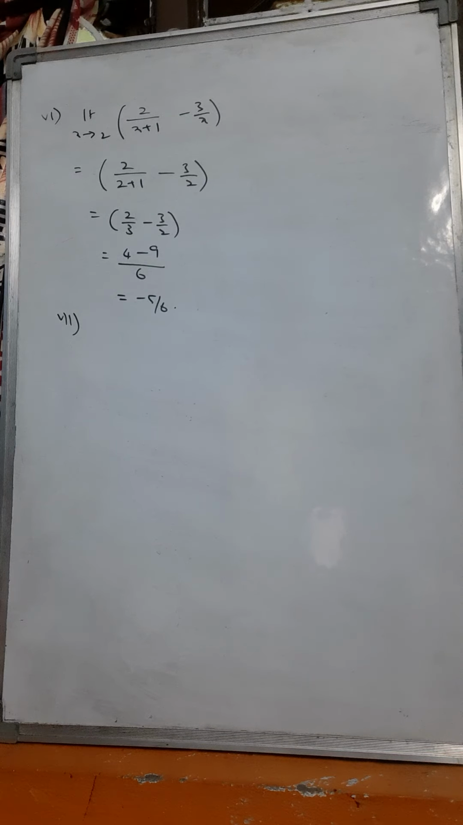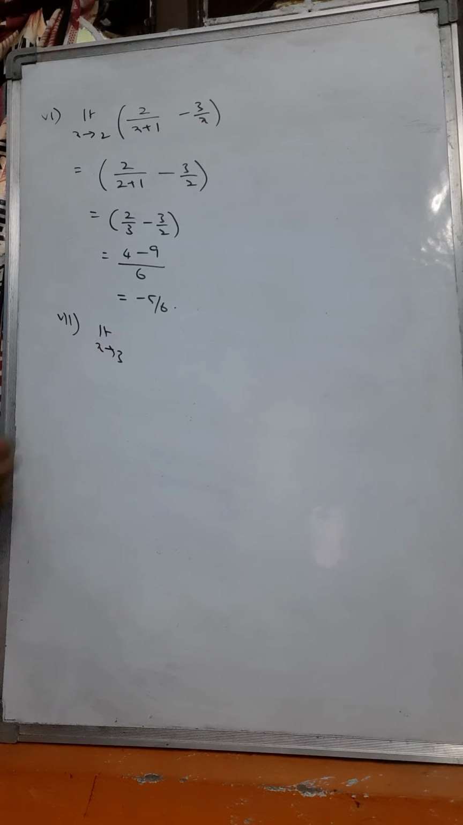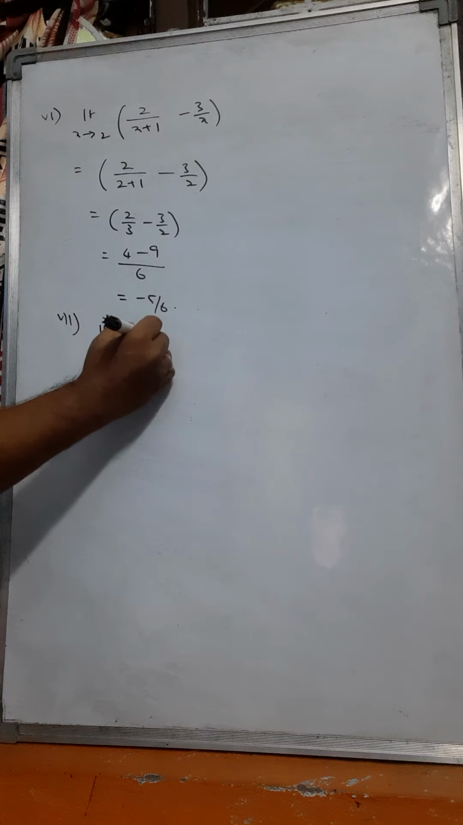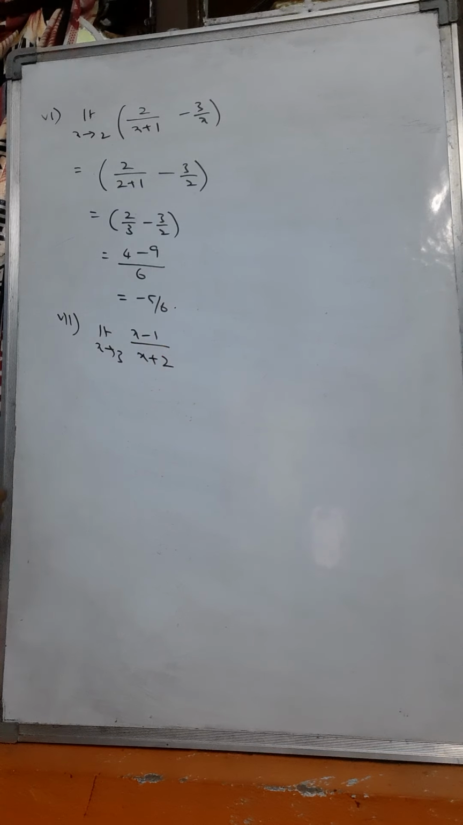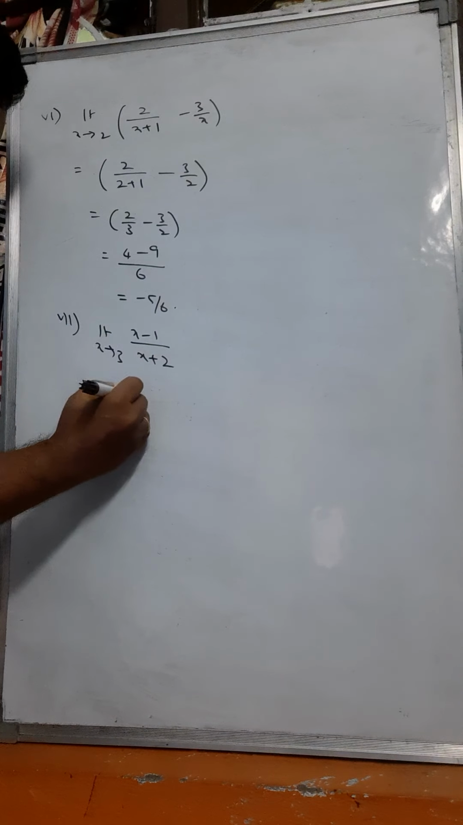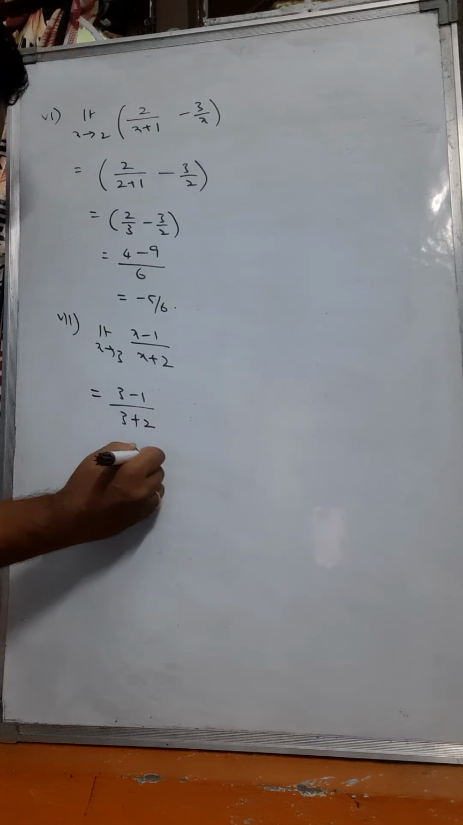Seventh one: limit x tends to 3, (x minus 1) by (x plus 2). So that is equal to (3 minus 1) by (3 plus 2). So that is 2 by 5.